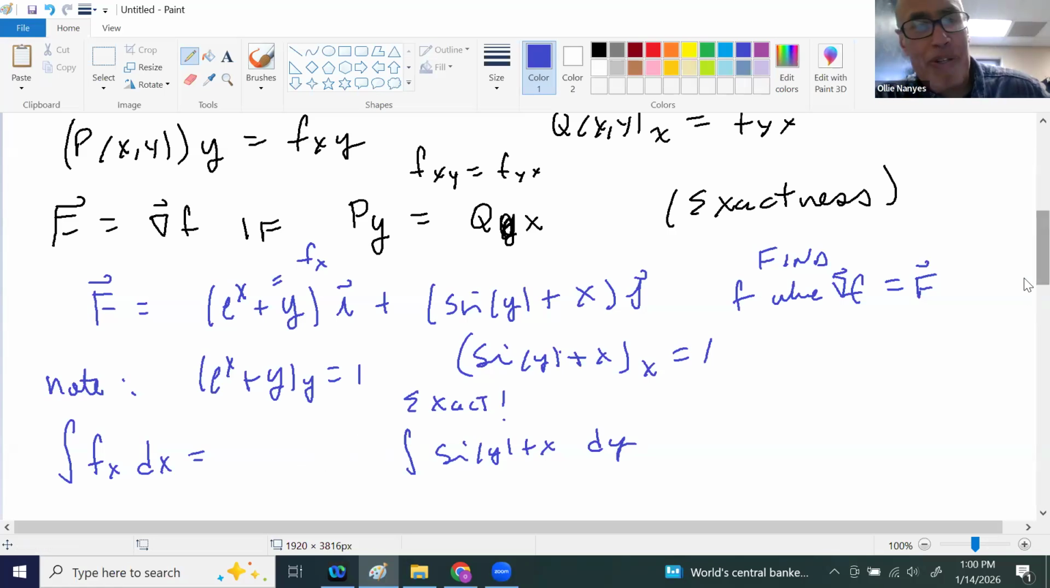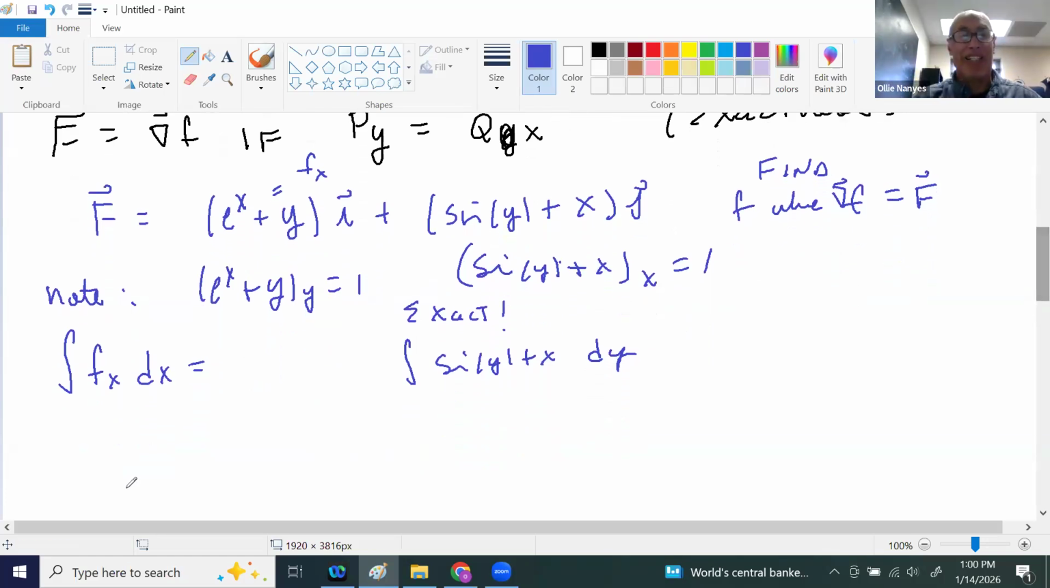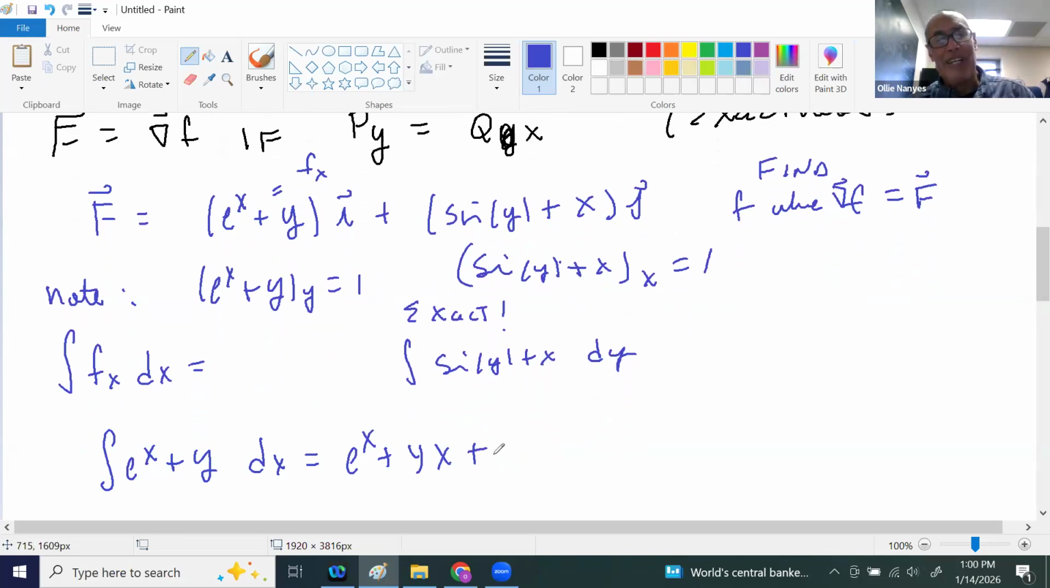Now, the verbiage might be a little confusing, but the actual practice isn't. So let's just try to integrate this thing here with respect to x. Well, the integral of e to the x is e to the x. The integral of this with respect to x is yx. And then the constant here is going to be some arbitrary function of y. So this is a plus C that you learned in Calc 1, because remember, if you partially differentiate something that's purely a function of y with respect to x, you get 0.